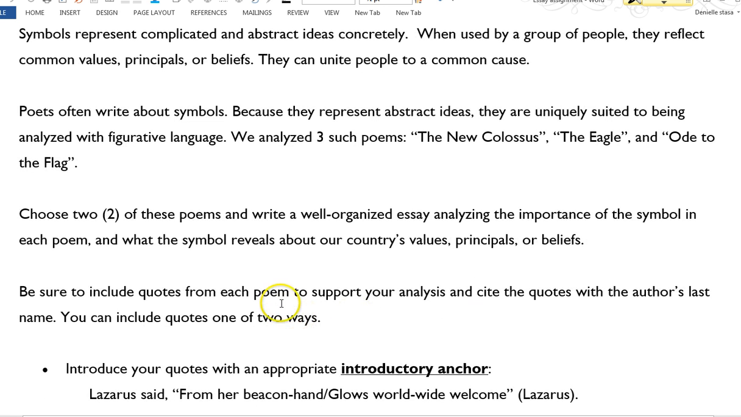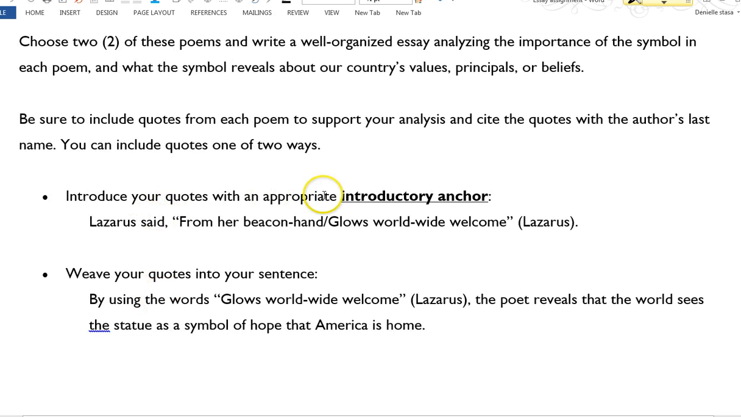You should be sure to include quotes from each poem to support your analysis and cite the quote with the author's last name. Because they're poems, there is no page number, just the last name. You can include the quotes 2 ways. You can introduce them with an appropriate introductory anchor, such as Lazarus said, the author said, the poet said, etc. And then your quote with the citation following.